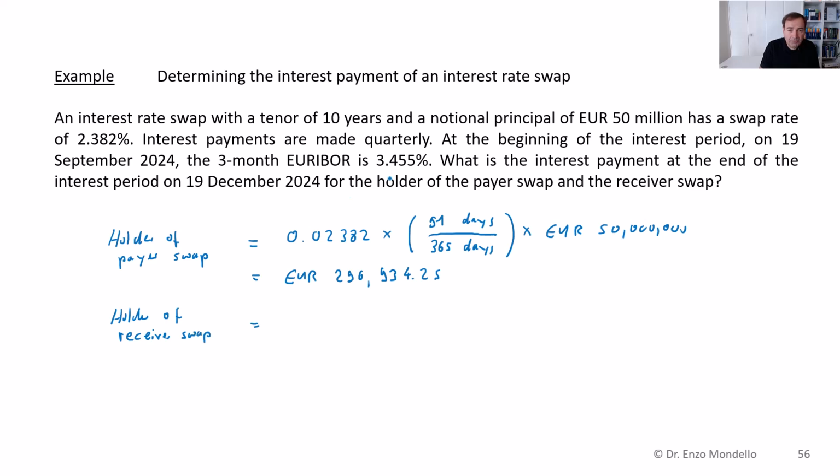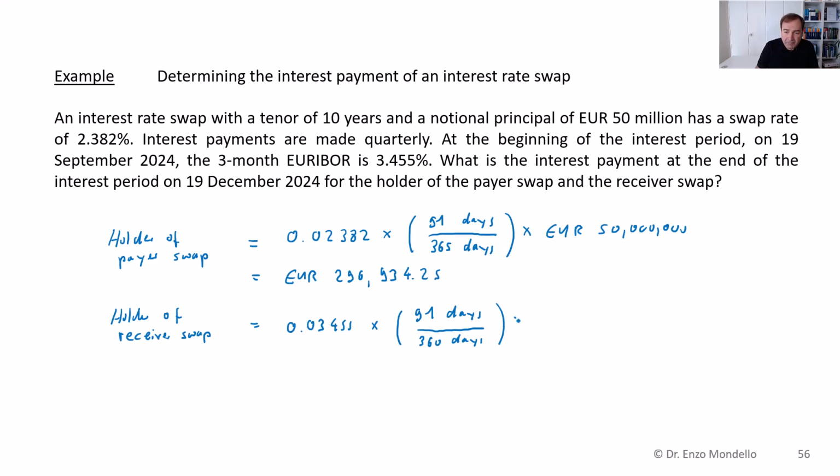The 3 months EURIBOR is 3.455%. The number of days that you have in the interest period from the 19th of September to the 19th of December 2024, that's 91 days. And we divide that by 360 days using the day count convention for the EURIBOR, which is actual 360.